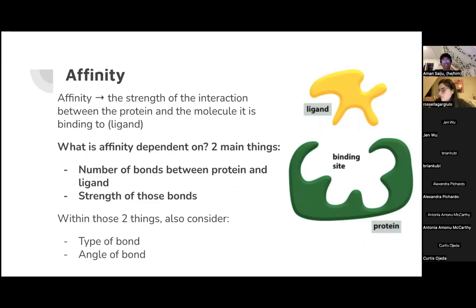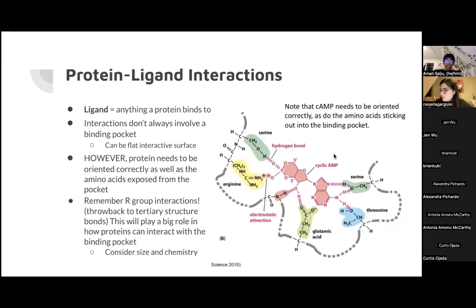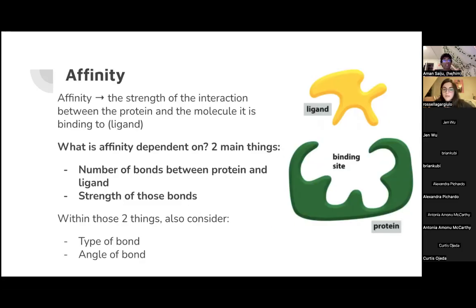And there are two big things that determine that affinity. One is the number of bonds between the protein and the ligand, and the second one is the strength of those bonds. So, like I said here, disulfide bridges. The covalent bonds are highly uncommon because they're so strong, and sometimes that can be too much affinity between a protein and ligand. In some cases, that's necessary, so you might see those really strong disulfide bonds.